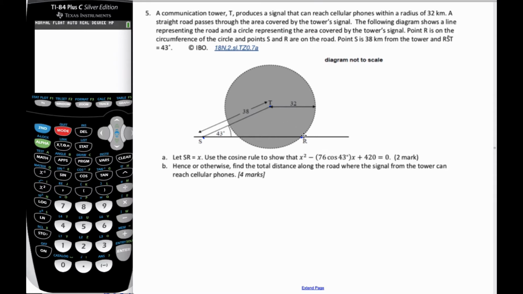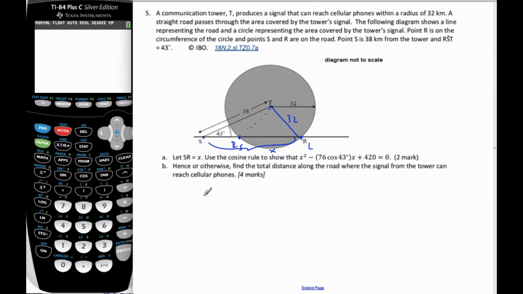What you have to recognize is that R is the intersection of the circle's radius and the road. So this could also be R. So this is like R long, and this is like R short. So if SR is this distance, this we'll call x, I know this distance is 32. And this is the ambiguous case because this is also 32.